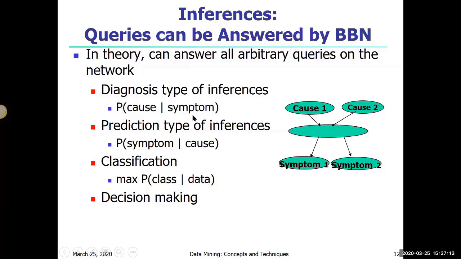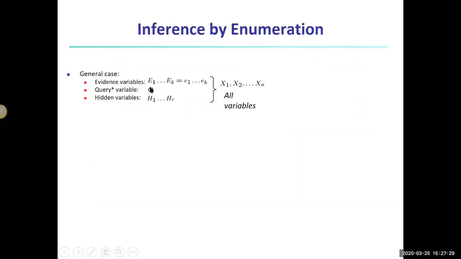Classification, it's just a different way to say the above things, that you have data and it can belong to multiple classes, and you find the maximum probability for a certain class. That's your class label. All those, we can actually formulate into a general case query. So in any query, we can formulate it this way.